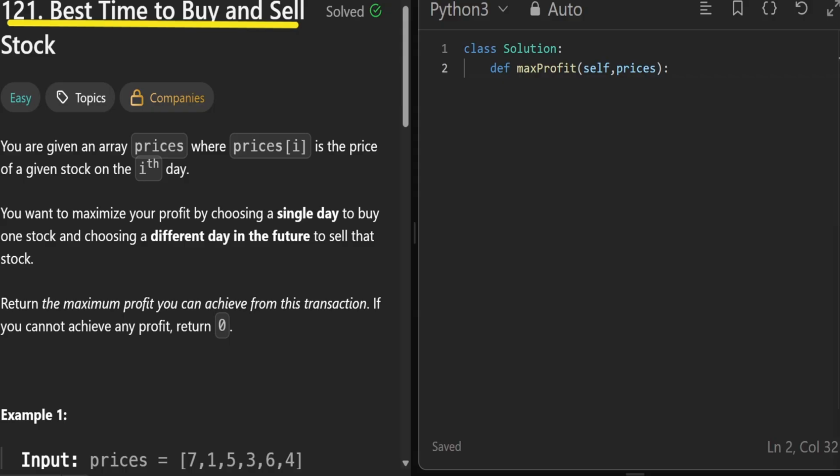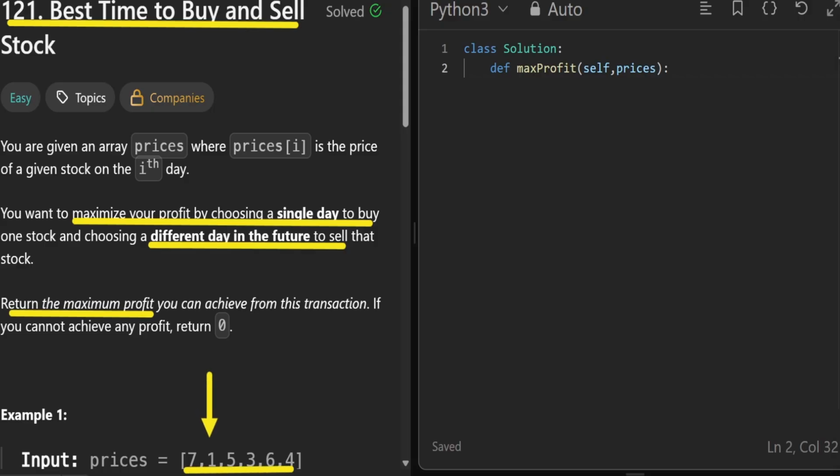Given a list of daily prices of a given stock, find the maximum profit you can make by buying on one day and selling on a later day. For example, here's a list of prices. If you buy at price 1 and sell at price 6, your profit is 6 minus 1, or 5, the maximum possible profit you can achieve. Looks easy for this list, right? But what if the given list has thousands of prices?